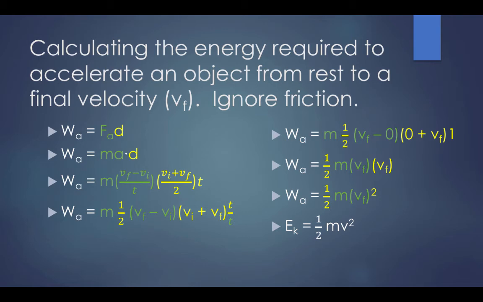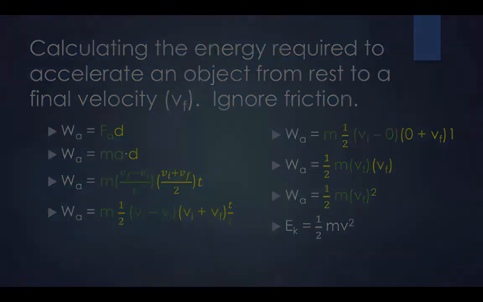If work applied is the energy used to accelerate the object, then kinetic energy equals work applied. This makes kinetic energy equal to 1/2 mv squared.